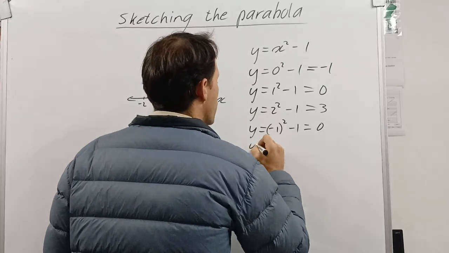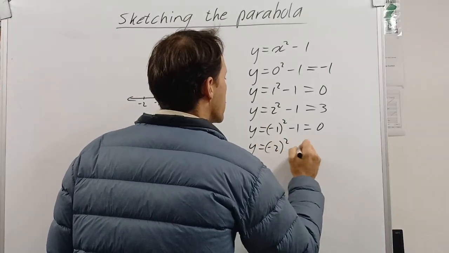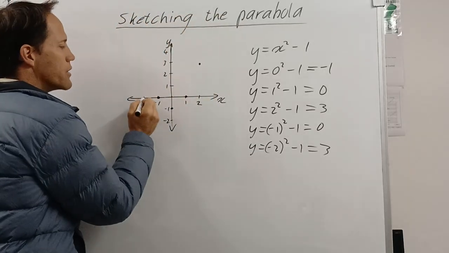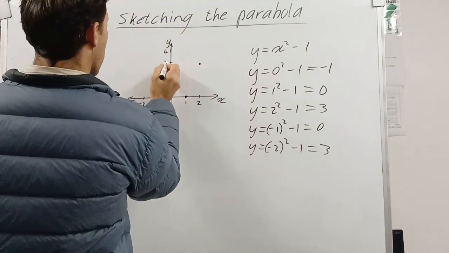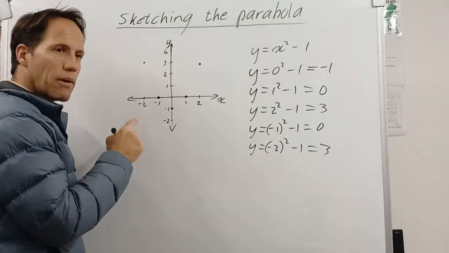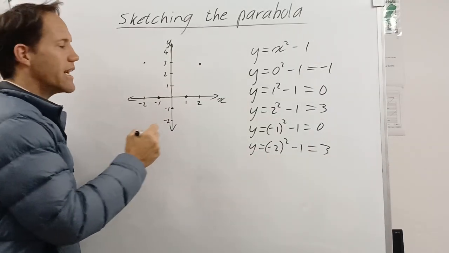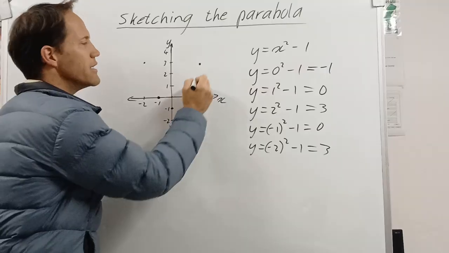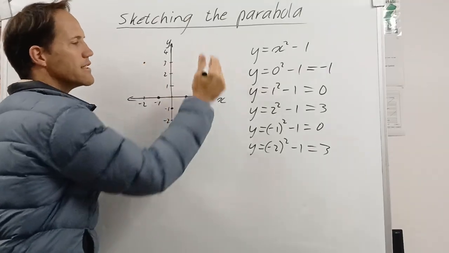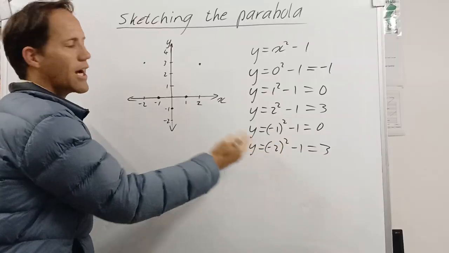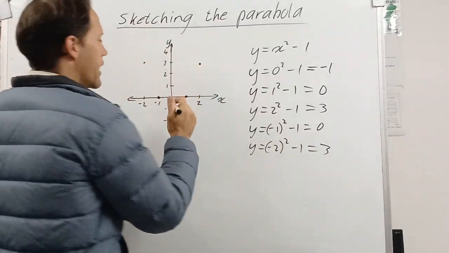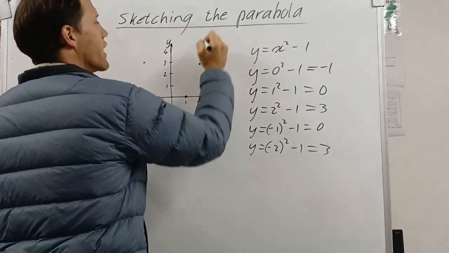Now I'm going to put in negative 2. Negative 2 squared is 4. 4 minus 1 is 3. So now I put negative 2 in, and I got 3 out again. You will see the nice thing about the parabola is that it's always symmetrical. What you do on this side will be exactly the same on this side. So when you've done this side, you can say, I'm not going to do the other side even. I know the other side will look exactly the same. It's always symmetrical.